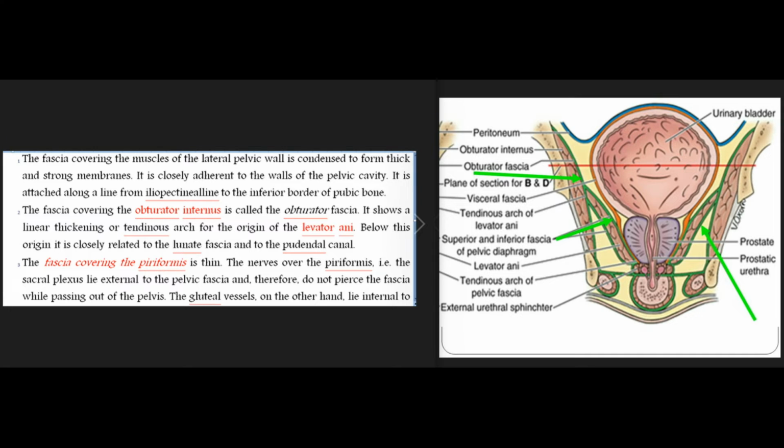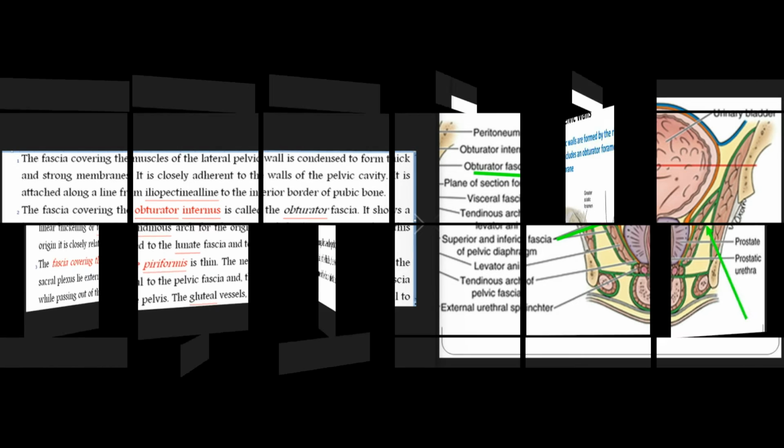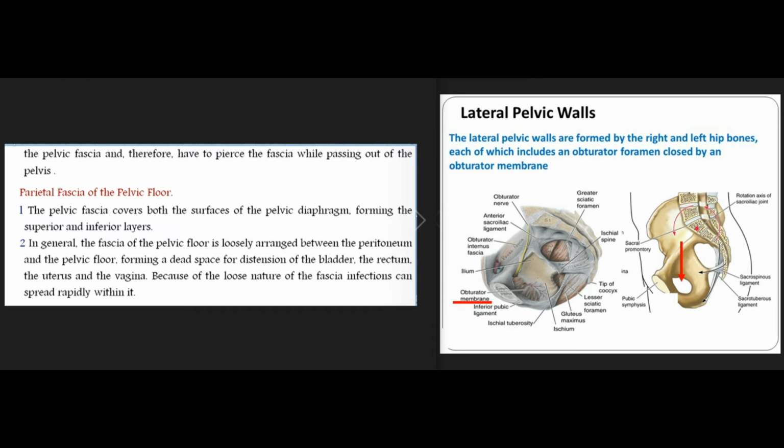3. The fascia covering the piriformis is thin. The nerves over the piriformis, i.e. the sacral plexus, lie external to the pelvic fascia and, therefore, do not pierce the fascia while passing out of the pelvis. The gluteal vessels, on the other hand, lie internal to the pelvic fascia and, therefore, have to pierce the fascia while passing out of the pelvis.